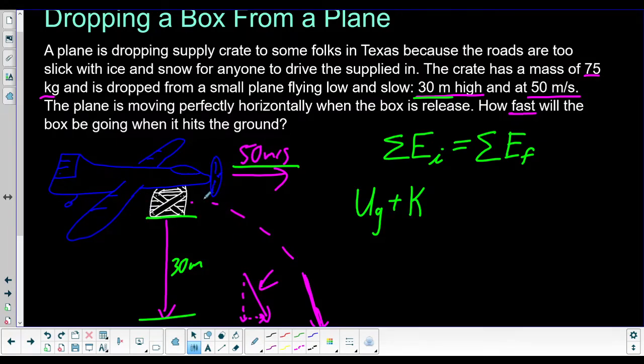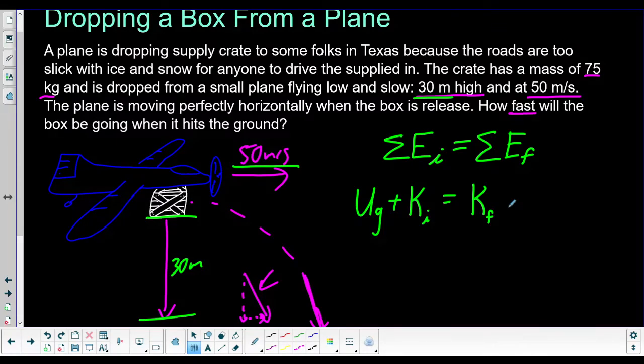After we drop the box, it continues to move forward, but it also falls to the ground, converting our potential energy due to gravity. What happens when the box falls? It speeds up, so our gravitational potential energy is converted into kinetic energy. So our final energy is only kinetic energy. Maybe I should put initial and final on here.